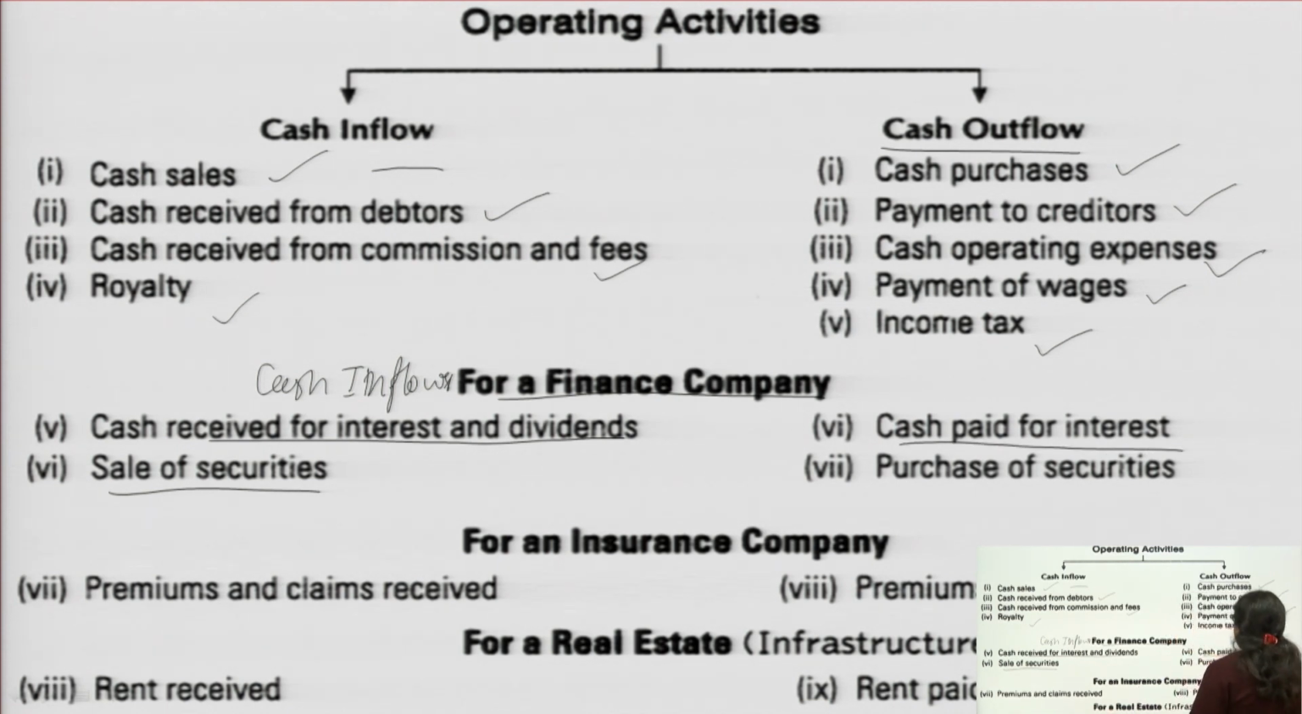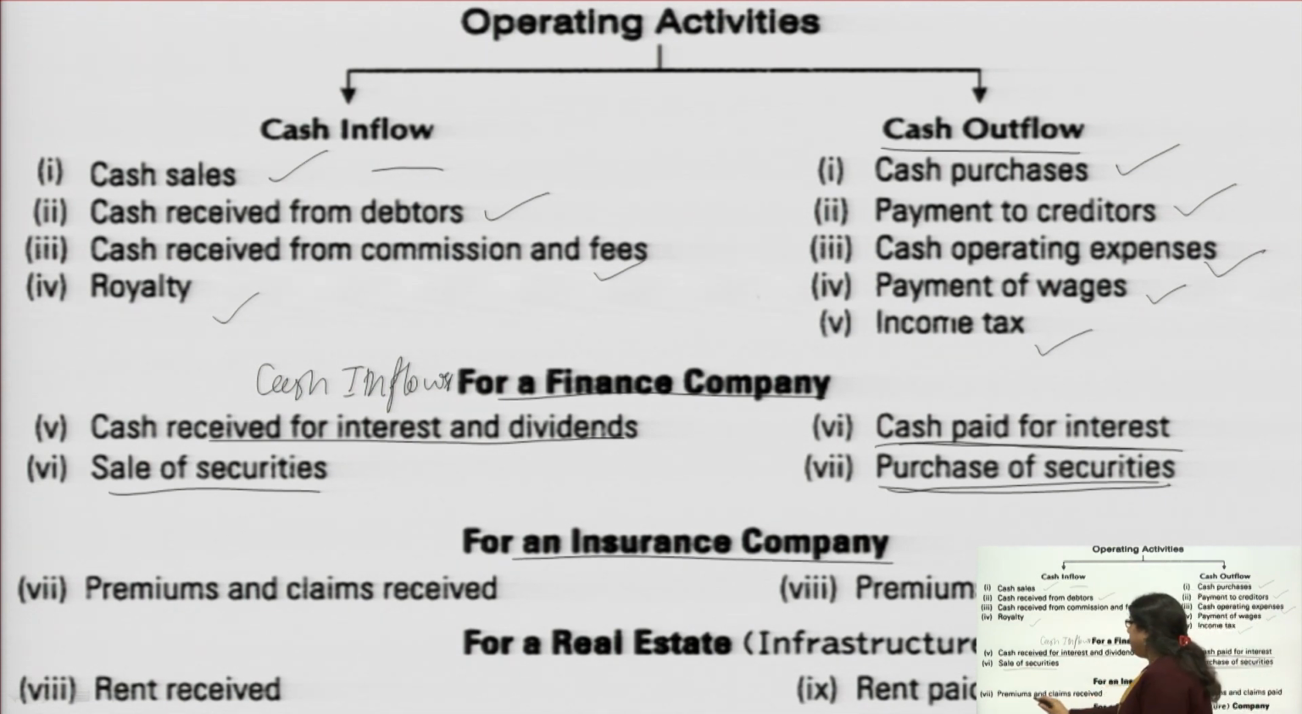Cash paid for interest and purchase of any security. Here we are purchasing and selling securities. Selling a security will be your cash inflow, and once you make a purchase of security, that will go to the cash outflows. Similarly, once you are receiving interest and dividend, that will be your cash inflow, and if you are paying it, that will be your cash outflow. If we talk about any insurance company, the premiums and claims which have been received will come to the inflow, and the premiums and claims which you have paid will go to the outflow.